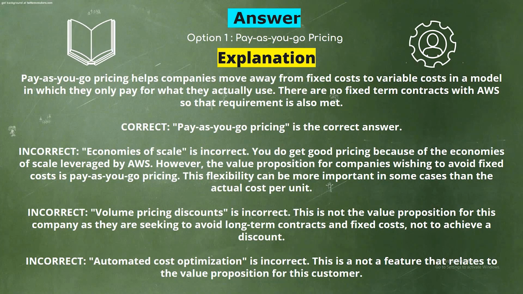Incorrect. Economies of scale is incorrect. You do get good pricing because of the economies of scale leveraged by AWS. However, the value proposition for companies wishing to avoid fixed costs is pay-as-you-go pricing. This flexibility can be more important in some cases than the actual cost per unit. Incorrect. Volume pricing discounts is incorrect. This is not the value proposition for this company, as they are seeking to avoid long-term contracts and fixed costs, not to achieve a discount. Incorrect. Automated cost optimization is incorrect. This is not a feature that relates to the value proposition for this customer.